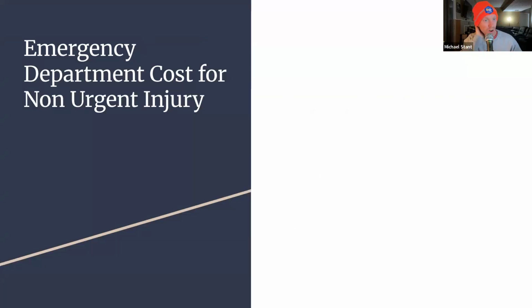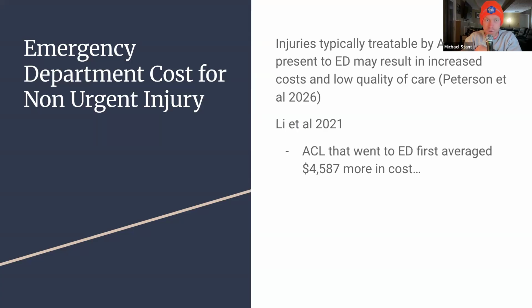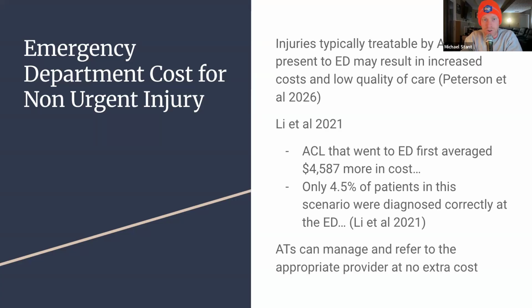So what are the actual total costs when it comes to this, especially for a non-urgent injury? This will be the example of the ACL. A quick quote there: Peterson et al. 2026, their article fresh off the presses. Anything typically treatable by an athletic trainer that goes to the emergency department will result in increased costs and a lower quality of care. In that example, Lee et al. 2021 found that an ACL that went to the emergency department first averaged about $4,500 more in costs, and only 4.5% of patients in this scenario were diagnosed correctly. That's bad. We don't want the unnecessary things going to the ER because it increases costs and people still don't know what's wrong.